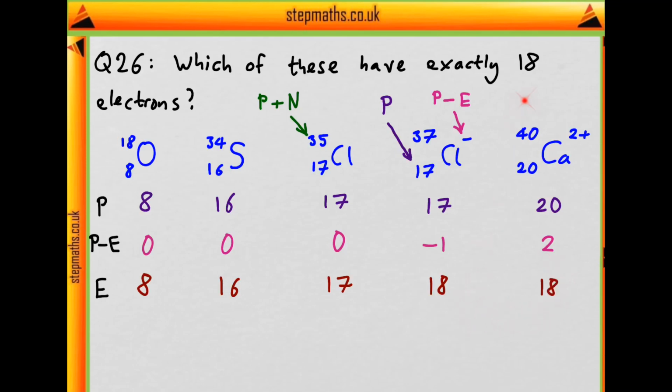So the ones that have 18 electrons as required are this chloride and this calcium, which corresponds to E on the question paper.